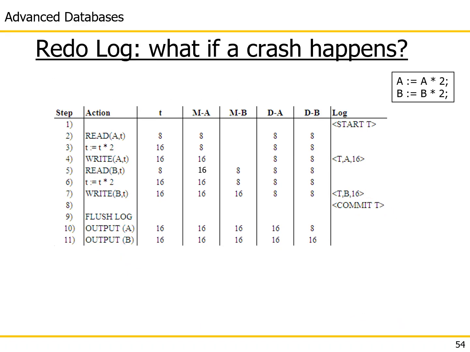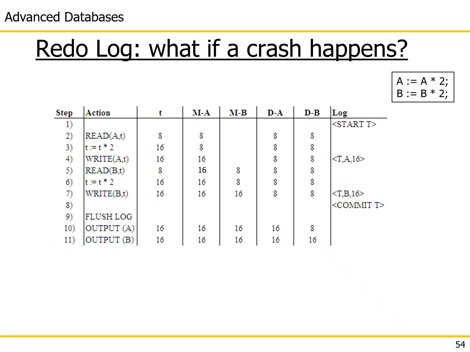Okay? Now let's trace through a number of possible crashes. What happens if the crash occurs after line number 7? Well, after line number 7, I have modified the content in memory. M-A and M-B are modified in memory, 16 and 16, but D-A and D-B, or A on disk and B on disk, are not modified. I haven't done any flush logs, but I'm happy because the content of the database is consistent. It's an old consistent state.